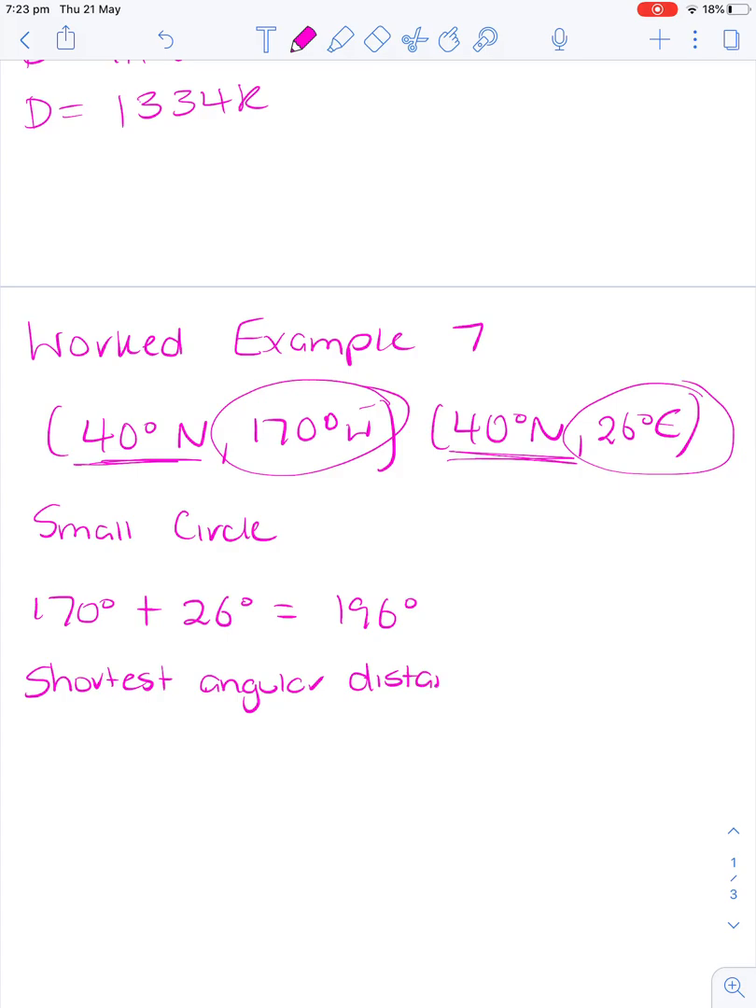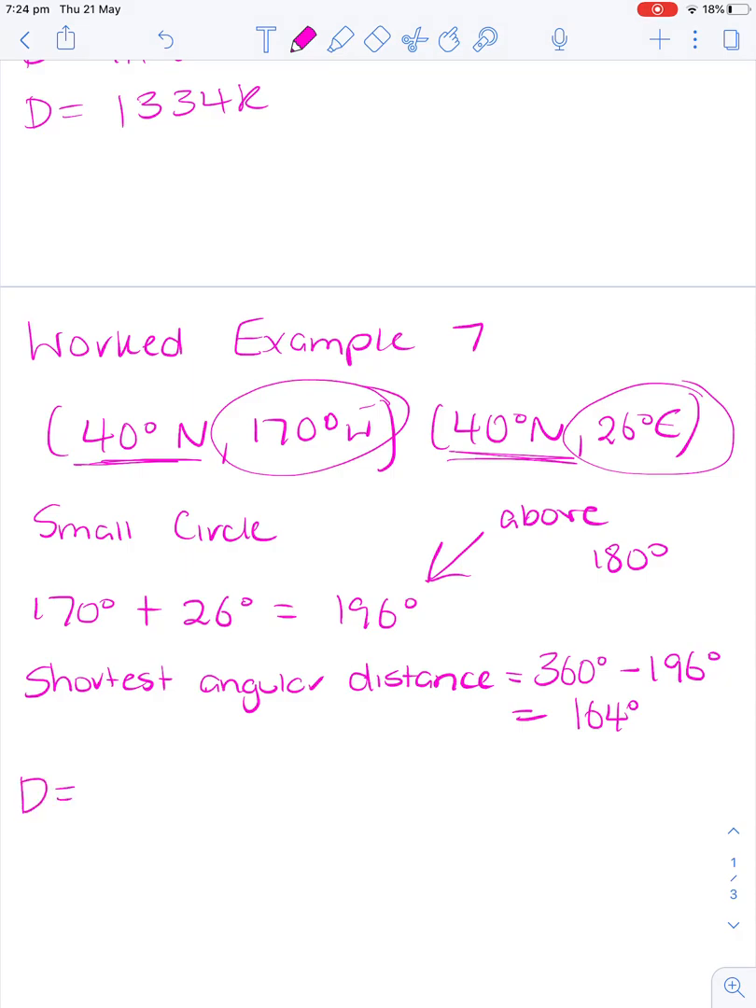All right, now to find the shortest angular distance, okay, this is something you have to take into consideration. If this number here is above 180, you have to subtract 196 from 360 because we want the shorter distance. If it's below 180, we leave it. So because it's above 180, I'm going to do 360 degrees, take away 196. And that's going to give me 164 degrees. So that's going to be our shortest distance. Once we've got that, then they want it in kilometres, to the nearest kilometre.